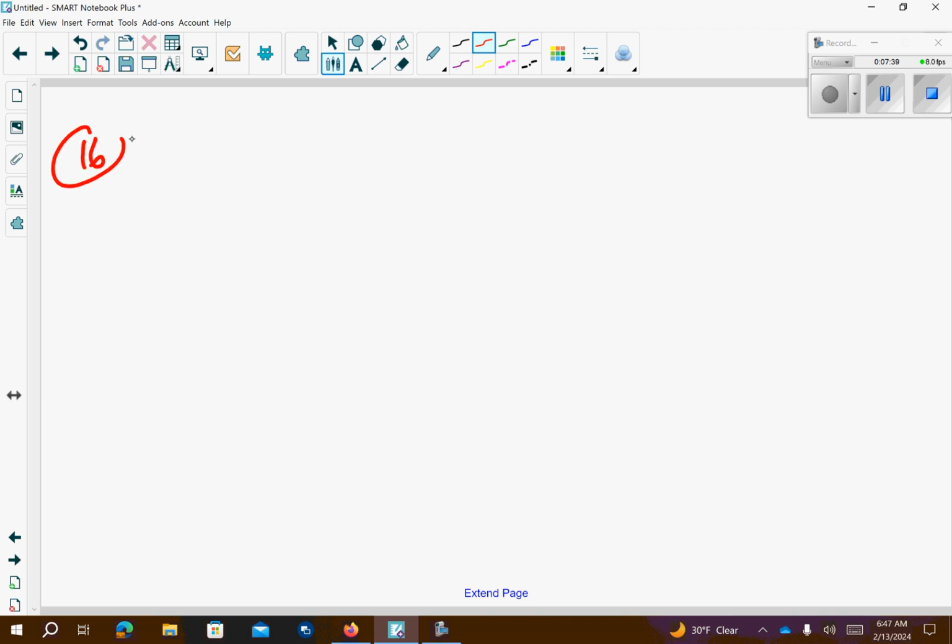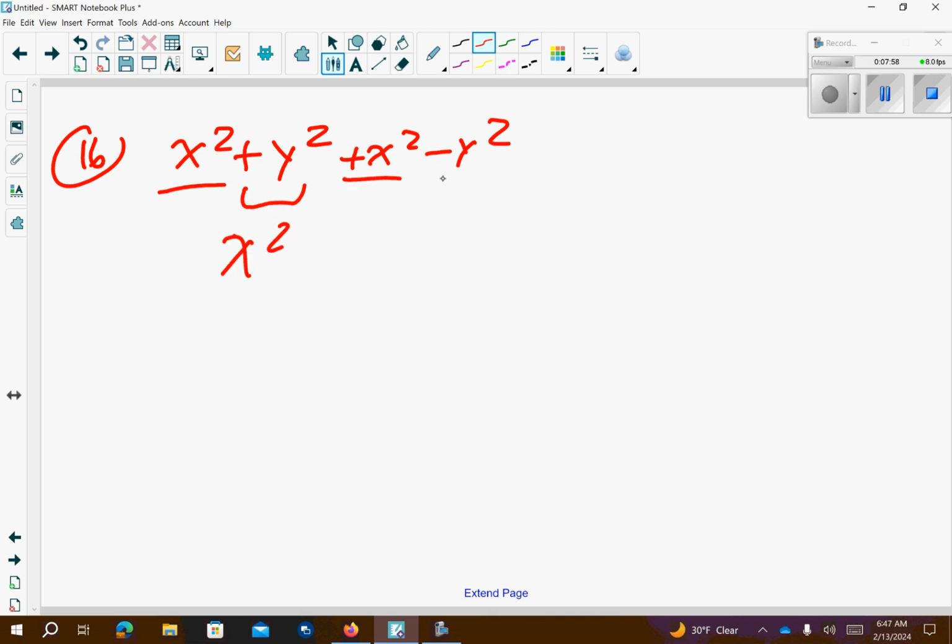Number 16, I could drop the first set of parentheses because there's only a 1 out front. Distribute the negative over, so negative times negative x squared is positive x squared. Negative times positive is negative. Combine your like terms, so I have x squared and x squared. Those cancel each other out. So that's our answer. So this to the second power is called quadratic. There's only one term, so it's monomial.